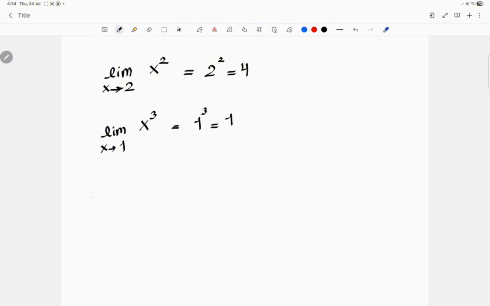Let's give you more. Limit x approaching 2, x squared plus 4. Again, just replace the x with a 2. So you're going to have 2 squared plus 4, which means an 8. So far, there is nothing that's too hard. Okay? But things will change once you come across a rational function.